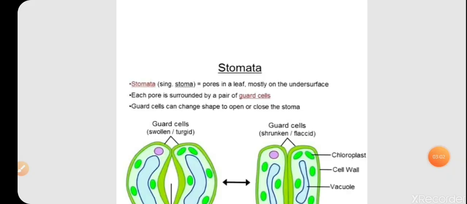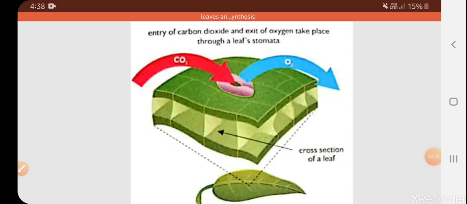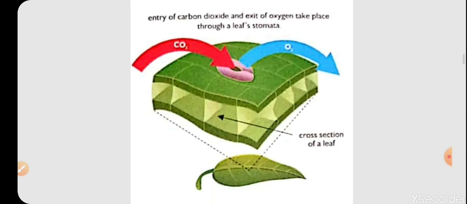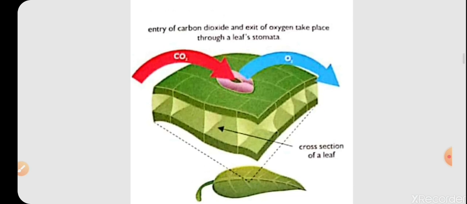These stomata are present in large numbers under the surface of the leaf. You can also look at this picture in your discovering book. The entry of carbon dioxide and exit of oxygen take place through the stomata, which are present on the underside of the leaf. Just as in humans we take in oxygen and the exchange of gases takes place through our nose, in the same way, in the leaves, the exchange of gases takes place at the stomata.